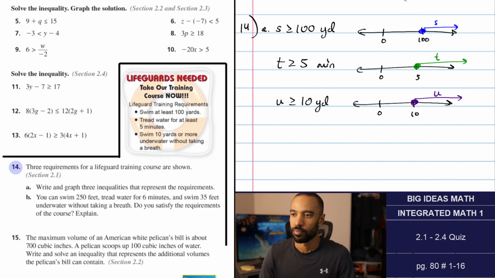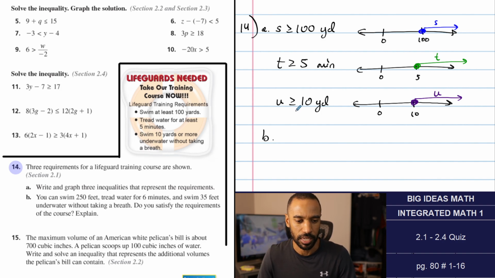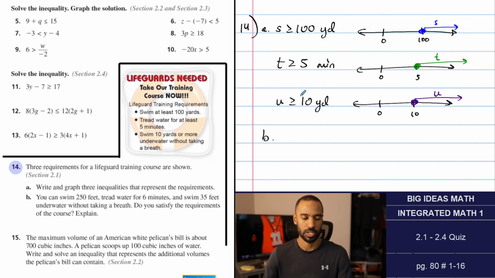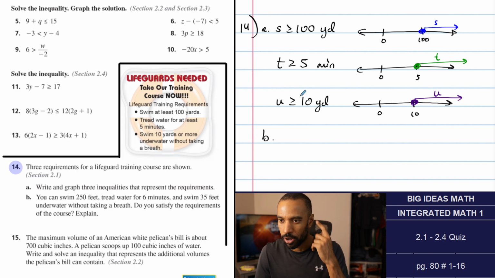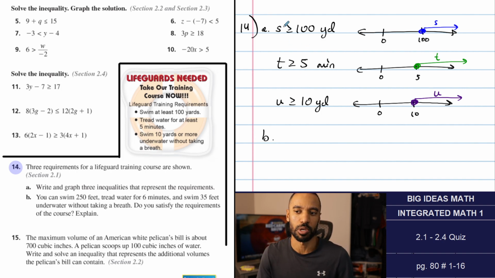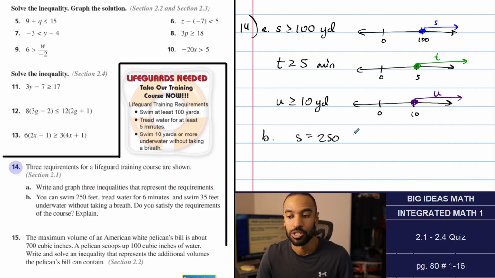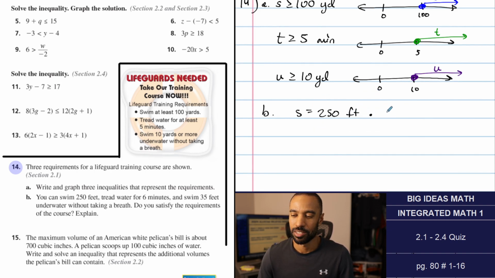Part B says you can swim 250 feet, tread water for 6 minutes, and swim 35 feet underwater without taking a breath. Do you satisfy the requirements of the course? Explain. We know how to do this, comparing our numbers. But as far as explanation goes, let's compare them to the things that we set up here. We have an S that's equal to 250 feet.